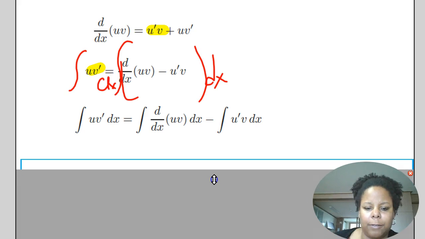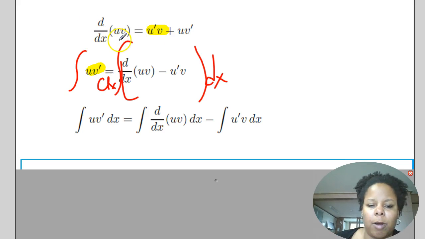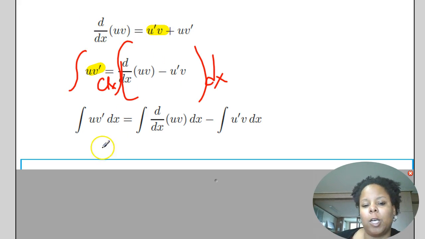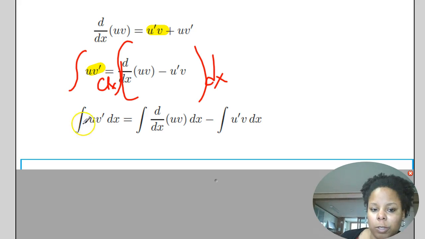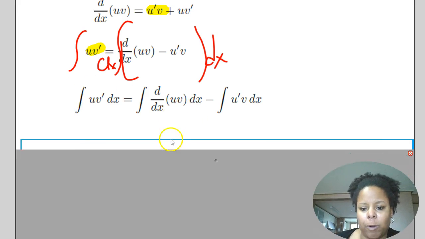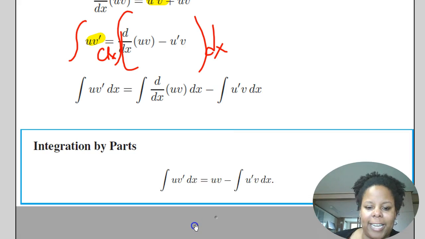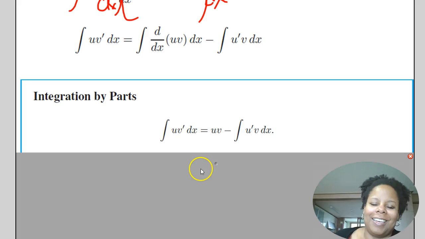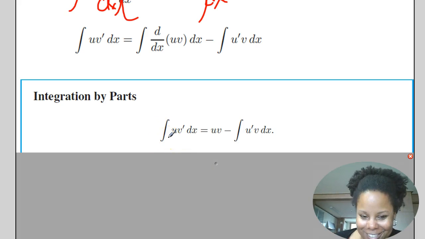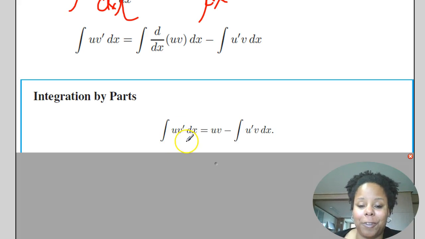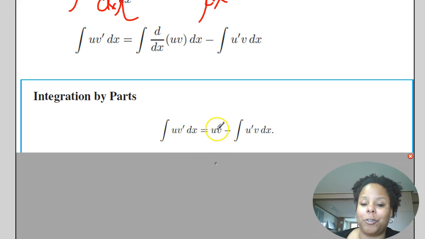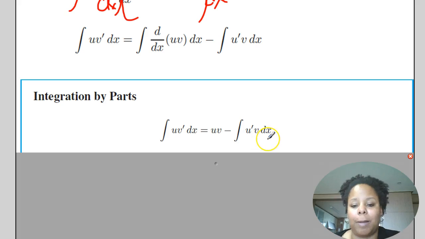And that gives us a hint for what integration by parts does. So instead of starting with the product and then differentiating, we're going to start with the result of differentiating and work our way backwards. And this is what it looks like. It's all nice and simplified. And integration by parts says the integral of u v prime dx is equal to uv minus the integral of u prime v dx.